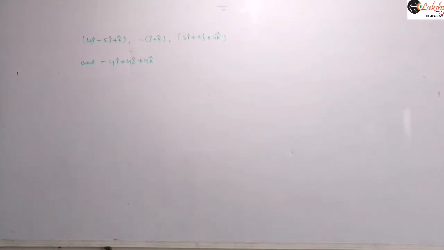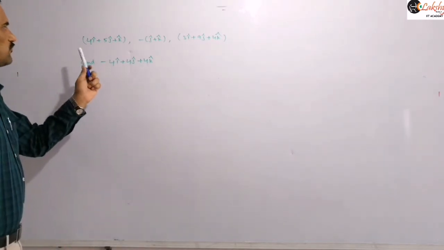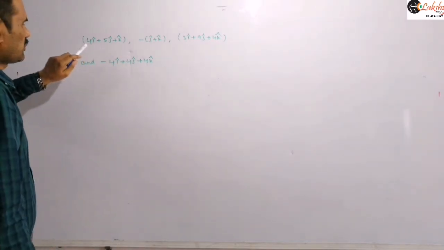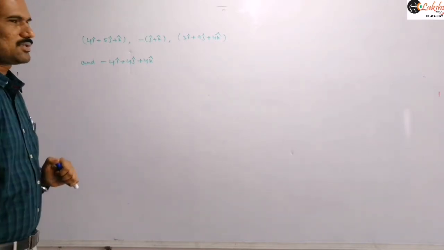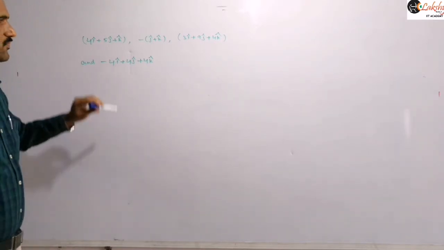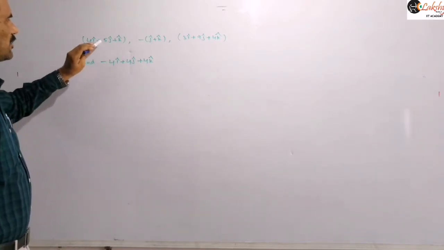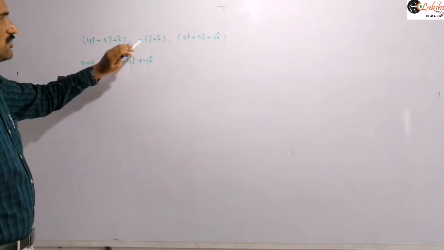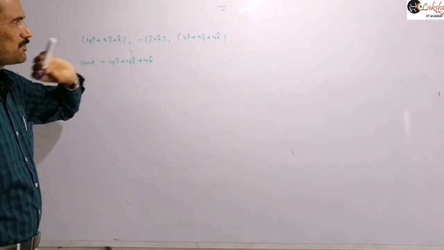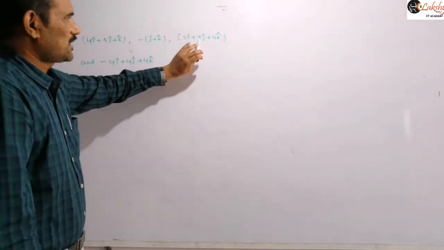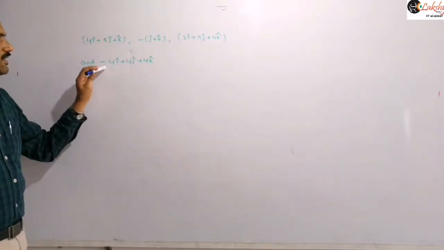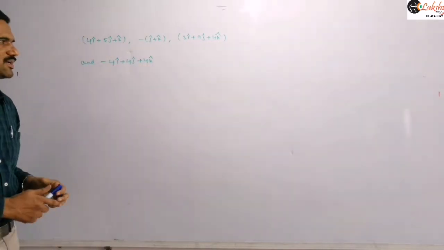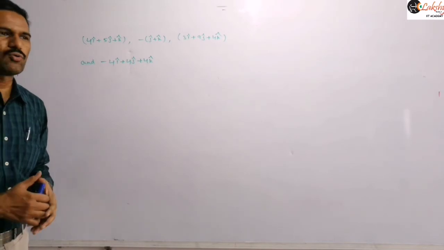So next, a similar problem, 4 points are given here. Note those points here. So write it as a problem. Prove that 4 points, 4i cap plus 5j cap plus k cap, comma, minus j cap plus k cap, 3i cap plus 9j cap plus 4k cap, and minus 4i cap plus 4j cap plus 4k cap are coplanar.